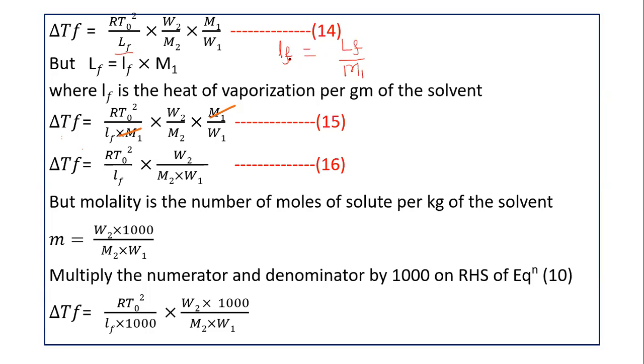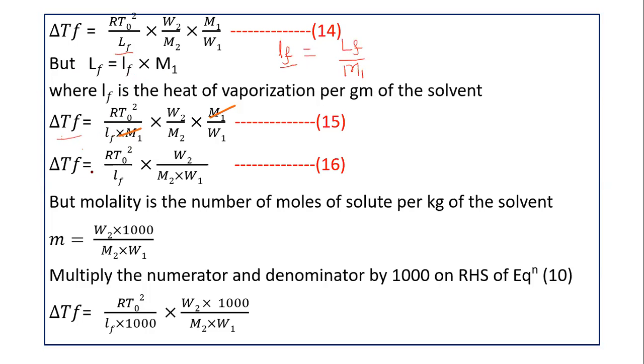So in this case, the difference between capital LF and small lf is that small lf is the latent heat of fusion per gram and capital LF is the latent heat of fusion per mole. That's why it is divided by the molecular weight. Here we get the latent heat of fusion per gram. Therefore we can write capital LF is equal to small lf into M1, as you can see in this equation. Now we can put capital LF by this small lf into M1. So equation 14 can be modified as you can see here: delta Tf is equal to RT0 square upon lf into M1, so M1 gets cancelled.